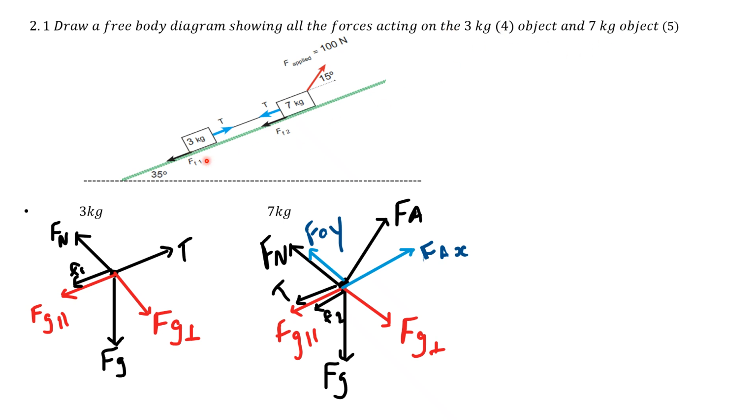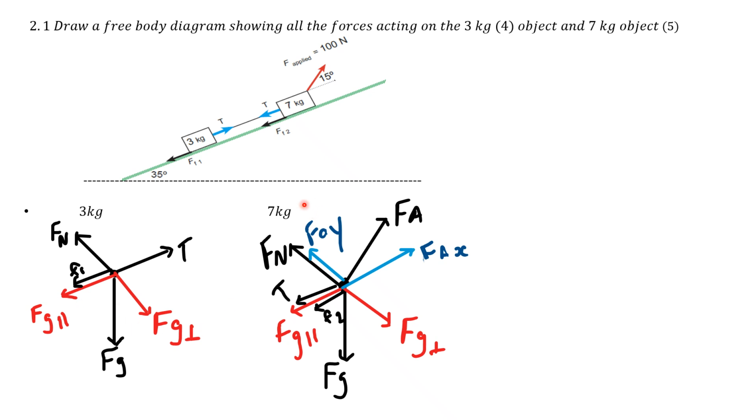Right, so for the 3 kg, I have tension going up. I have friction going down. I have a normal force. And I have my weight or force of gravity going straight down. So they're going to give you marks for those 4 black lines, right? Now, automatically, I'm bringing in here in red FG parallel, which I'm going to work with later, and FG perpendicular.